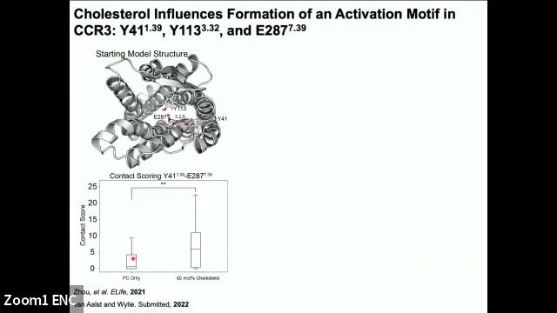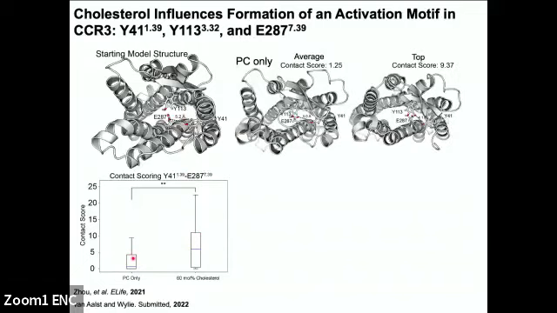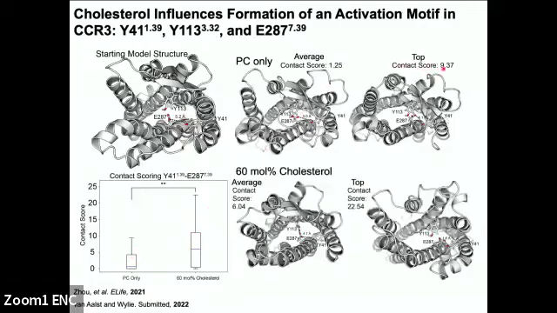And if we actually started to look at those models in the PC-only bilayers, the average contact score was 1 with a top score of about 9. Whereas when we added cholesterol, the average score was 6 and the top contact score was about 22. So we actually have a significant improvement of basically the priming of this receptor for chemokine activation when cholesterol is present in the membrane, right?